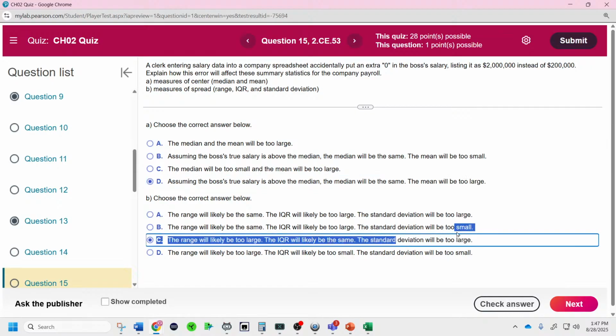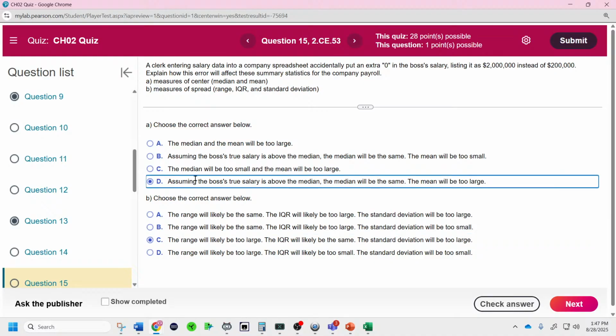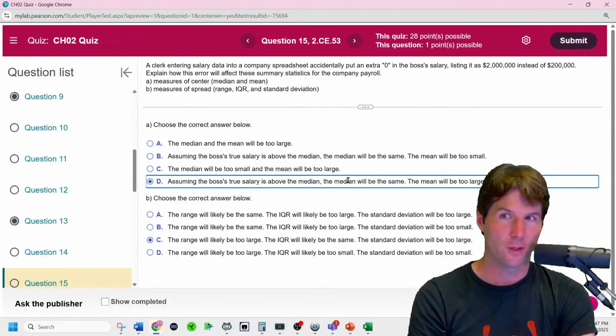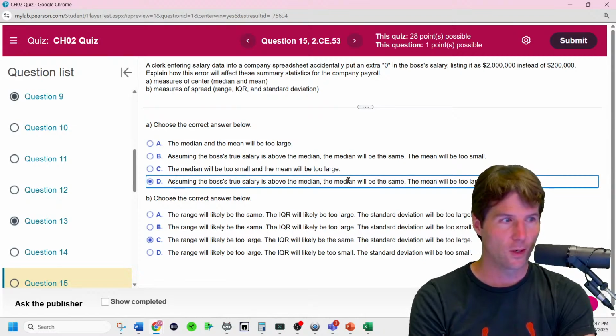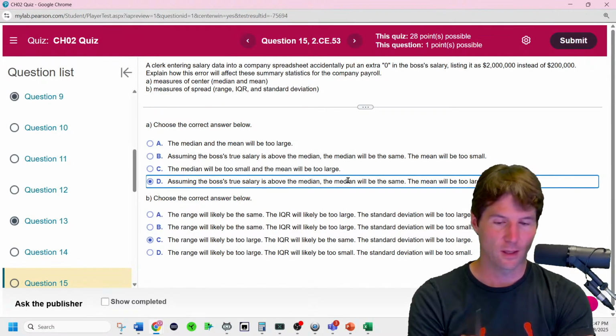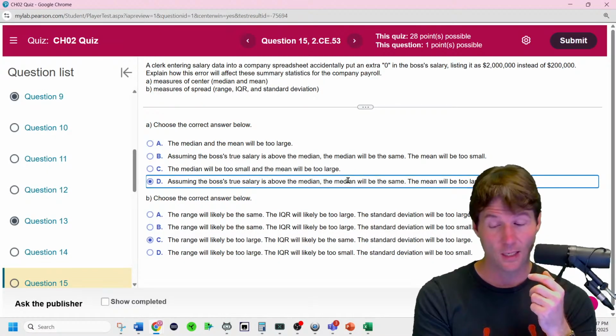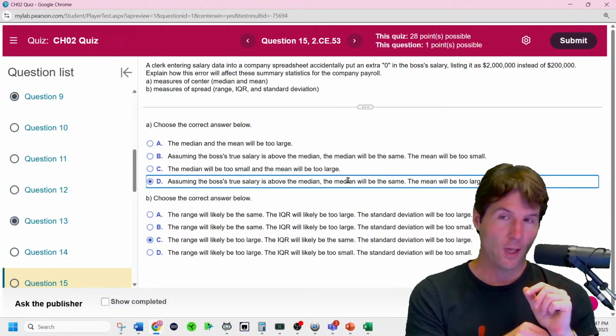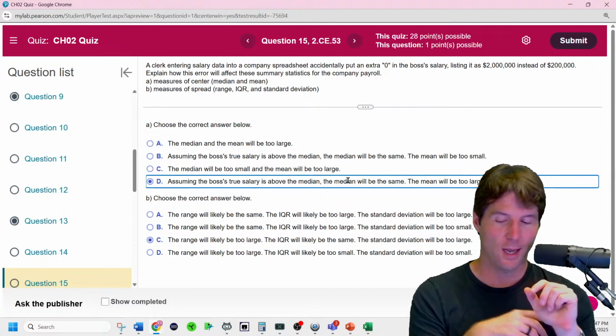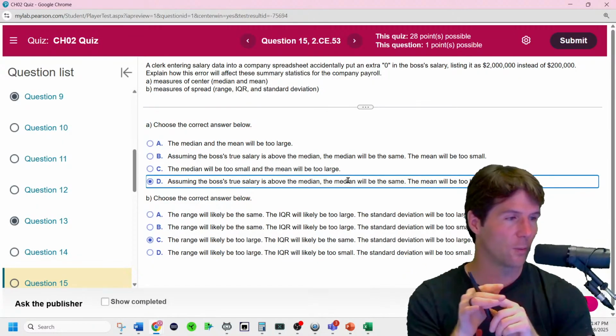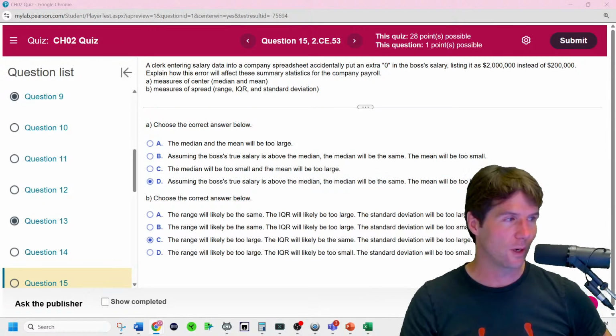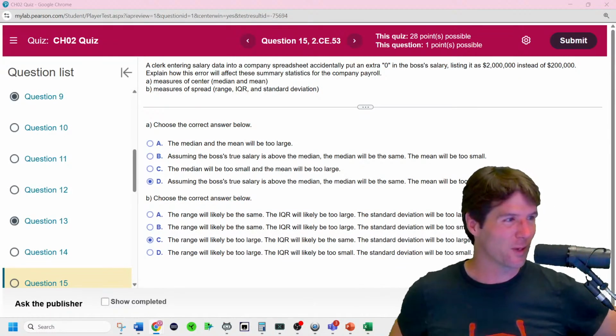It would also make the standard deviation larger. It's not going to impact the IQR. It's going to impact the range by making the range larger. And they should have also put down at the bottom, assuming that they're above the median, it won't change the IQR. Because technically, if the average salary is like 2 million or something, it could technically impact it, but it should say the boss who makes the most money in the company accidentally has an extra 0. There's no way you could theoretically make this question not work.